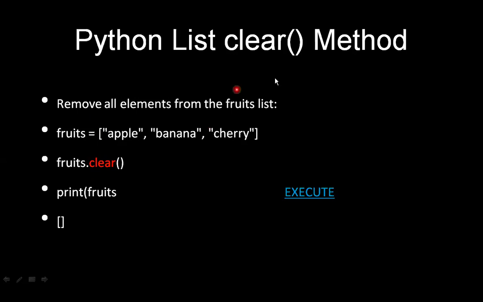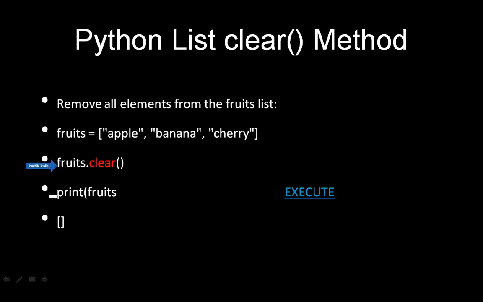Now, how will this clear method be used? You can clearly notice in this slide that I have declared the list name as fruits, and I have included apple, banana, and cherry. I have already told you the syntax of using built-in methods with a list: the list name, then dot, then the method name. Here the method is clear, that is fruits.clear.